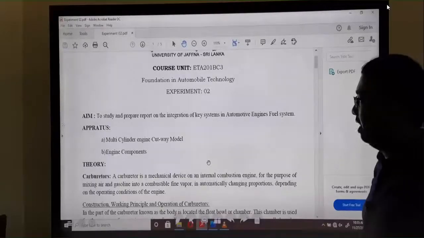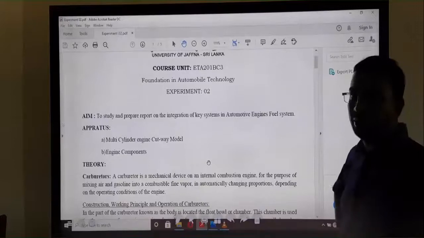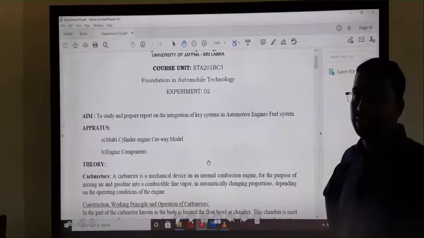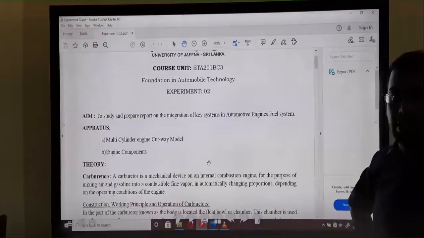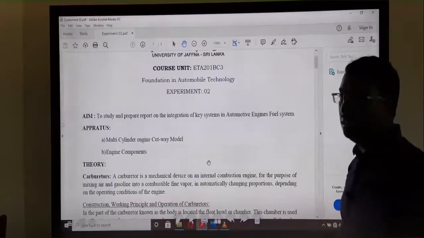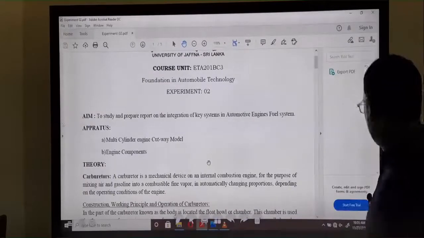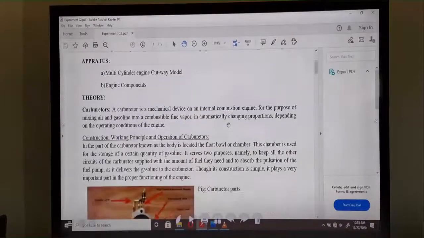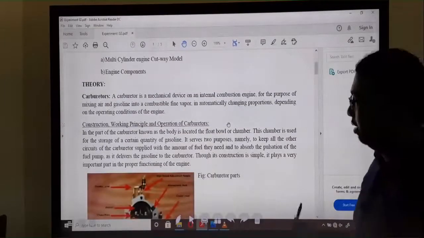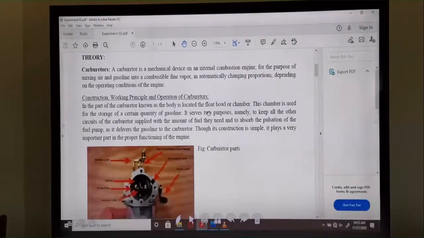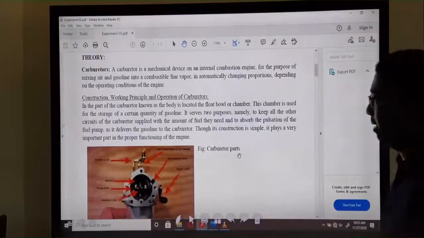In the previous class we studied automotive engines. In experiment 2 of Foundation in Automobile Technology, we study the fuel injection system of automotive engines. First we study the carburetor. This carburetor is widely used for gasoline, that means petrol engines.